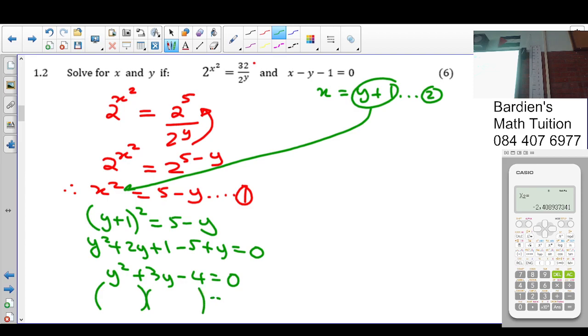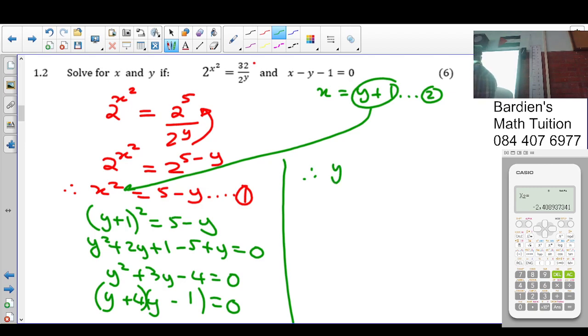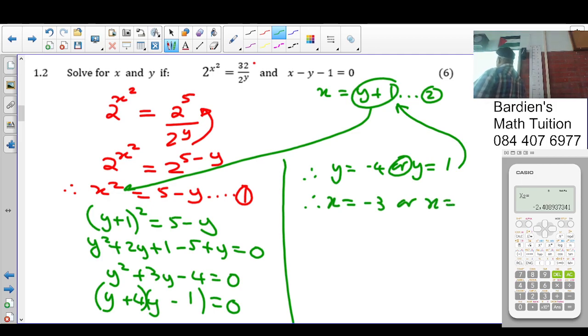Trinomial. So we got y and y, 4 and 1, plus and minus. Now conclude therefore, y is equal to negative 4, or y is equal to 1. So now we substitute that back into there. So therefore x is equal to minus 4 plus 1, which is negative 3, or x is equal to 1 plus 1, which is 2.